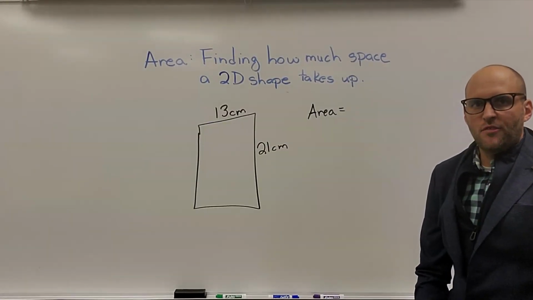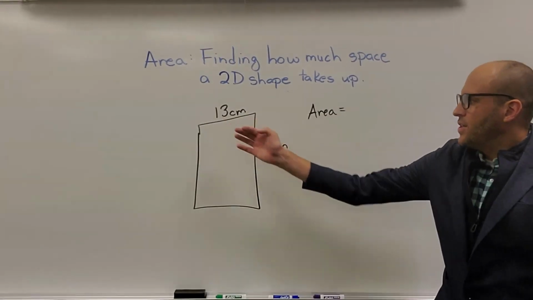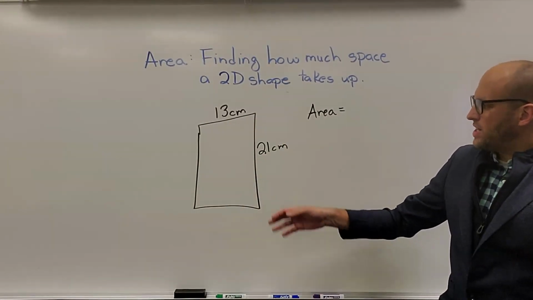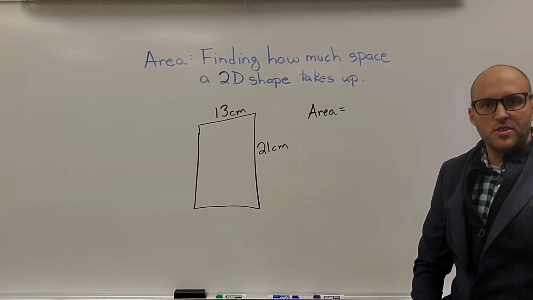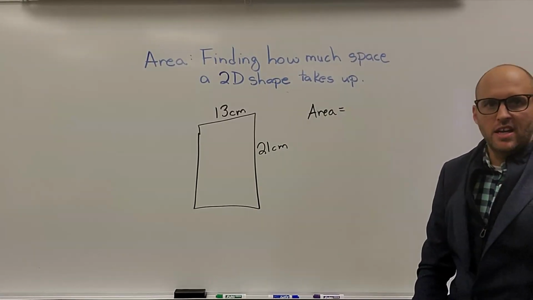All right, friends, we have our first problem here. We have 13 centimeters for one side and 21 centimeters for another side. Find the area of this rectangle.